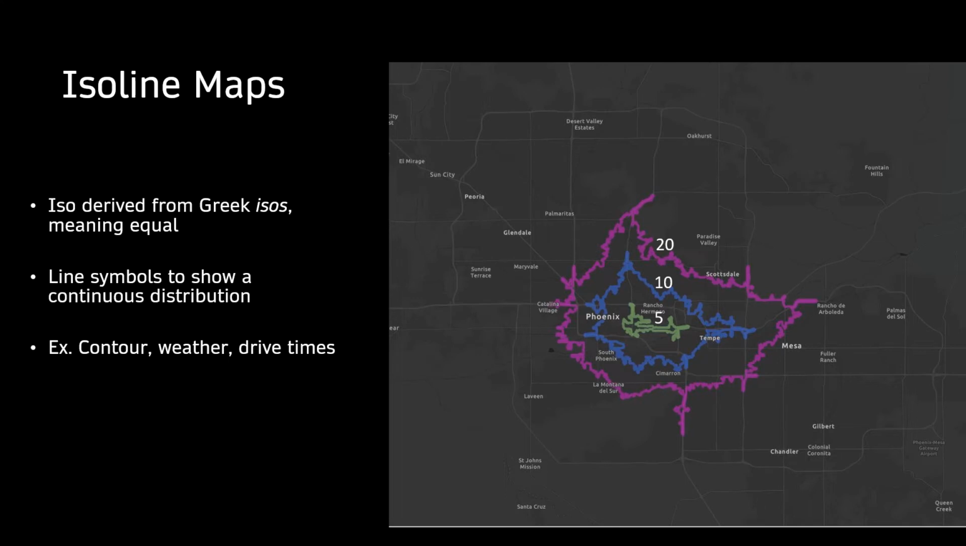Similarly, we could have an isoline map that depicts something like drive times, right? So in the middle of that green polygon is Phoenix Sky Harbor. And this is looking at average drive times on a Monday morning from Phoenix Sky Harbor, with the green line representing areas that could be reached within 5 minutes, that blue line representing areas that could be reached within 10 minutes from Sky Harbor, and that fuchsia kind of pink line, again, representing areas that can be reached within 20 minutes. So those lines all the way around representing that same kind of time value as far as how long it takes to travel from the airport.